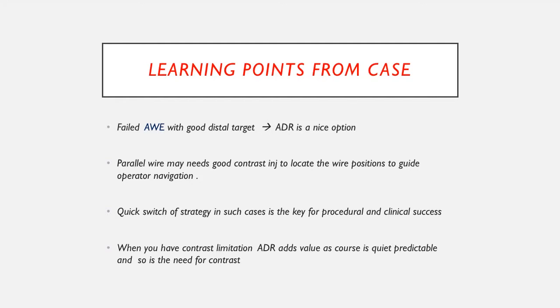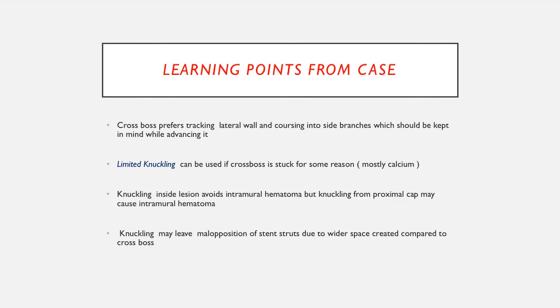But if there is a septal with multiple branching points, then you need a good amount of contrast for confirming your wire position. Crossbars prefers tracking the lateral wall and coursing into side branches, which should be kept in mind while advancing it. Limited knuckling can be used if Crossbars is stuck for some reason, most often calcium in the wall. Knuckling inside lesions avoids intramural hematoma, but knuckling from the proximal cap may cause intramural hematoma. As we did in this case, we knuckled inside the lesion and avoided knuckling at the proximal cap. Knuckling may leave malapposition of stent struts due to the wider space created compared to Crossbars. Thank you.